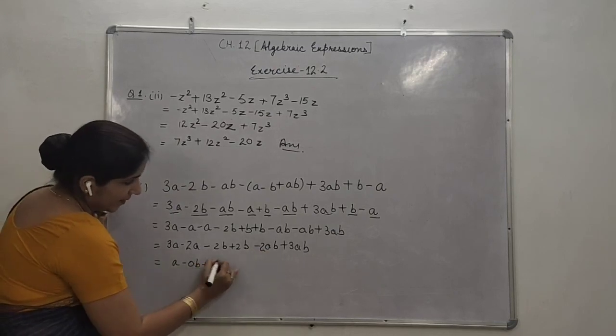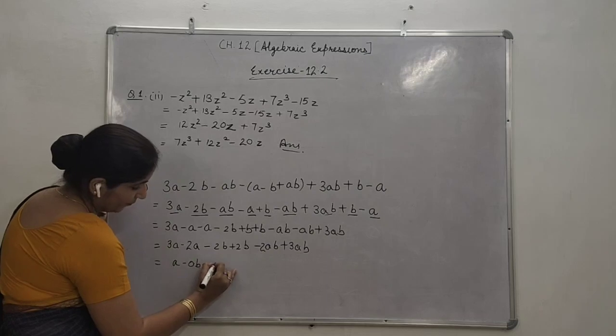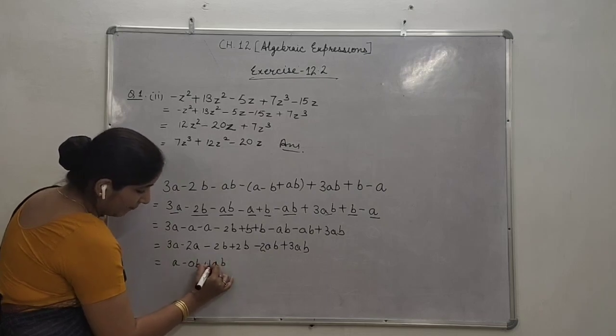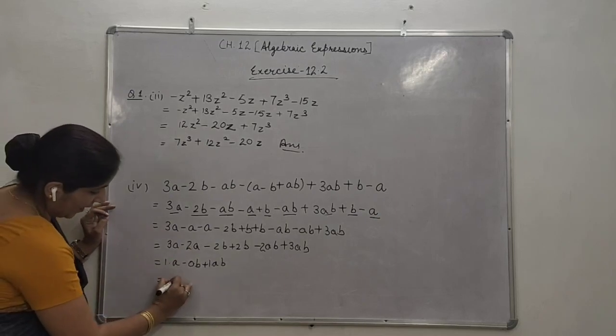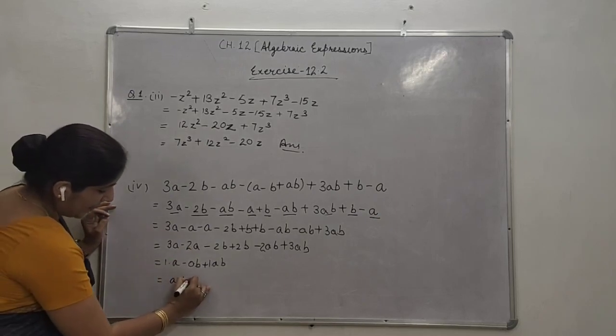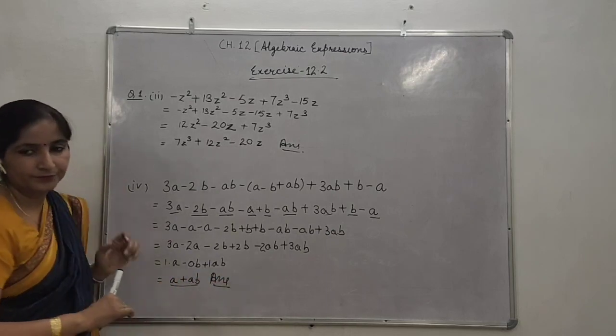And next is minus 2ab plus 3ab. So after solving it, it becomes ab only, or you can write 1 dot ab. In next step you can remove this one. So here at end we can write a plus ab. So this will be the answer after solving.